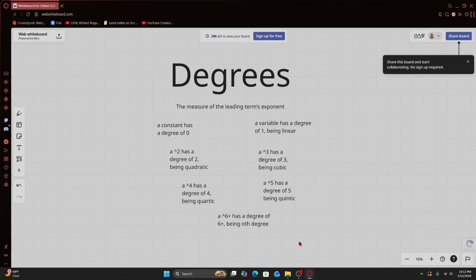Anything that has a power of 3 has a degree of 3, which is cubic. Anything with a power of 4 has a degree of 4, being quartic. Anything with a power of 5 has a degree of 5, being quintic. And anything that's to a power above 6 has a degree of that number, being the nth degree.